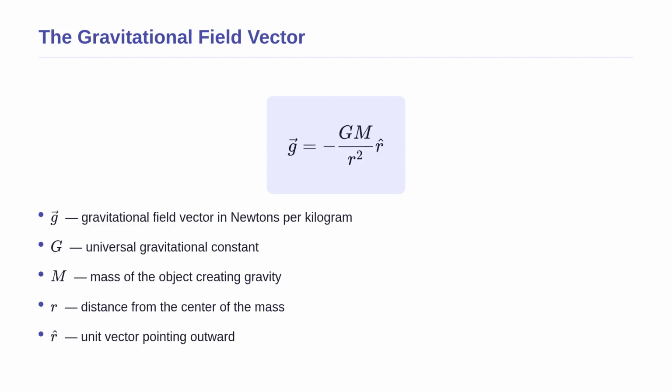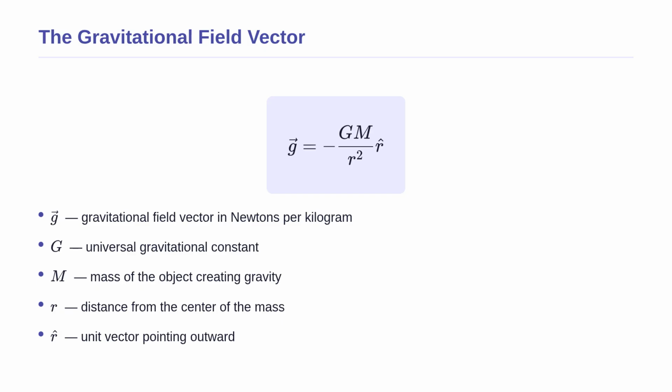This formula describes the gravitational field, which is the force experienced by a single unit of mass. The vector g represents this field. The symbol G is the universal gravitational constant, M is the mass of the object creating the pull, and r is the distance from its center. The r hat is a unit vector pointing outward.